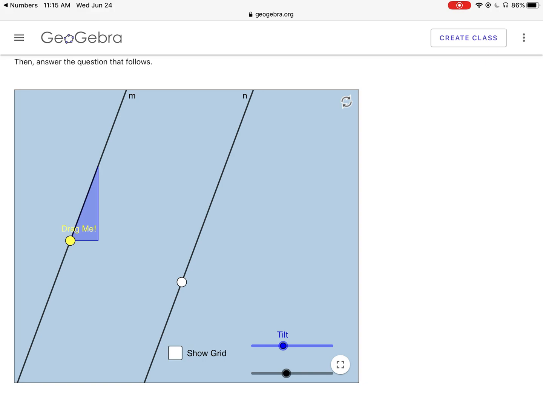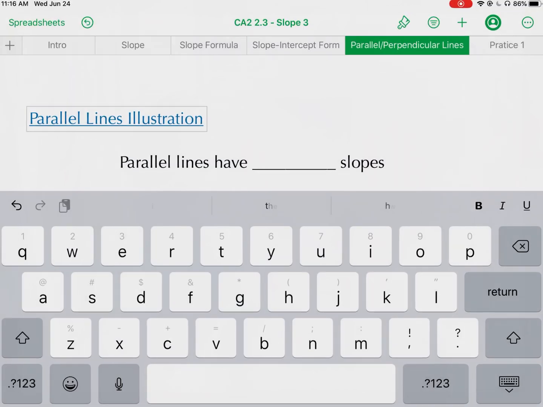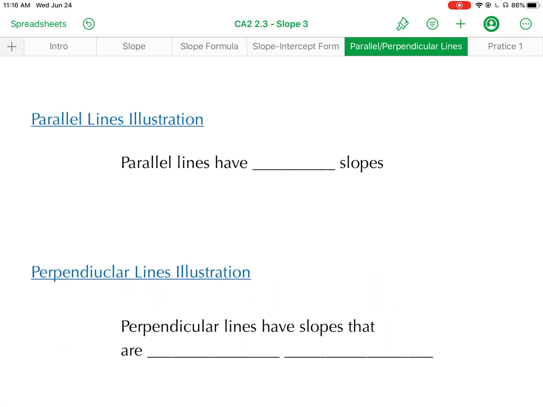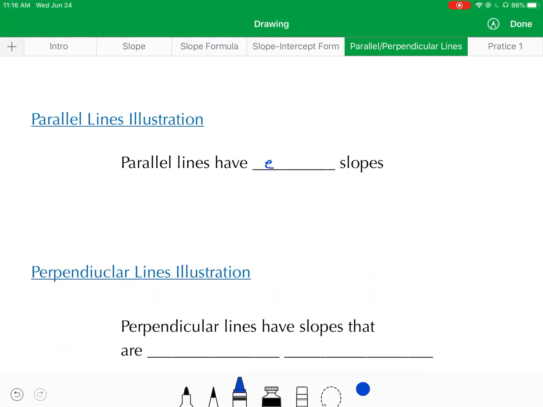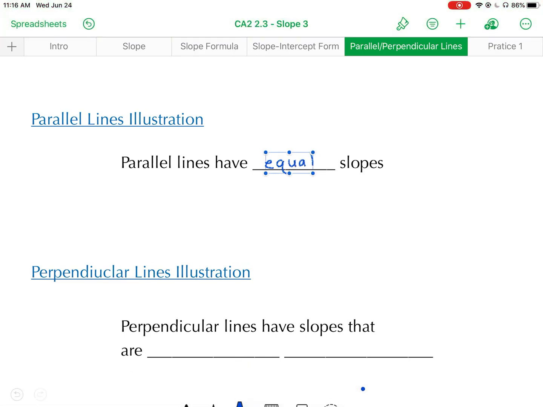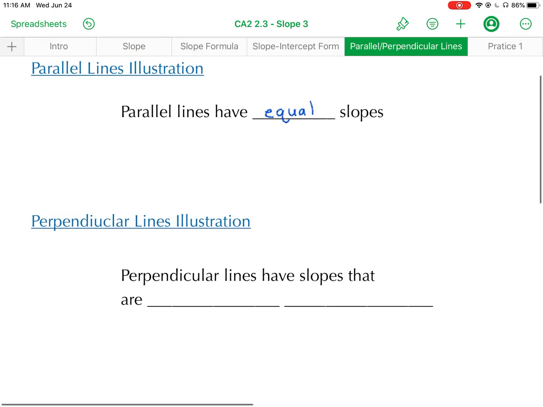on line M, you have the slope triangle already associated with it. And you can see that if I drag that yellow point over here, the same slope triangle applies to line N. So that means this is depicting that lines M and N have the same slope. So parallel lines have equal slopes. What about perpendicular lines? Lines that intersect to form a right angle.